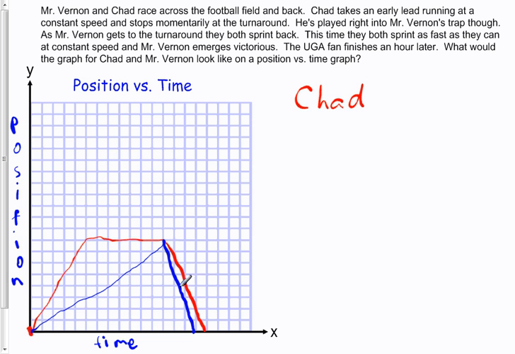So for Mr. Vernon's graph, we see a slower slope at the beginning until he gets to the halfway point, showing that he's going slower than Chad was at first, but then it's a steeper negative slope, so he's returning back to the start at a quicker pace. Okay?